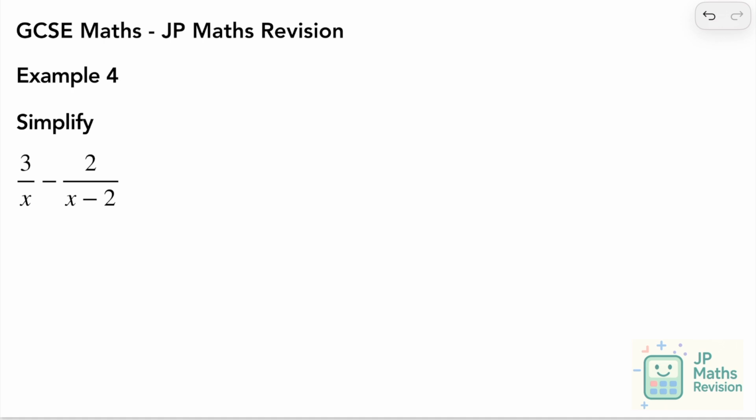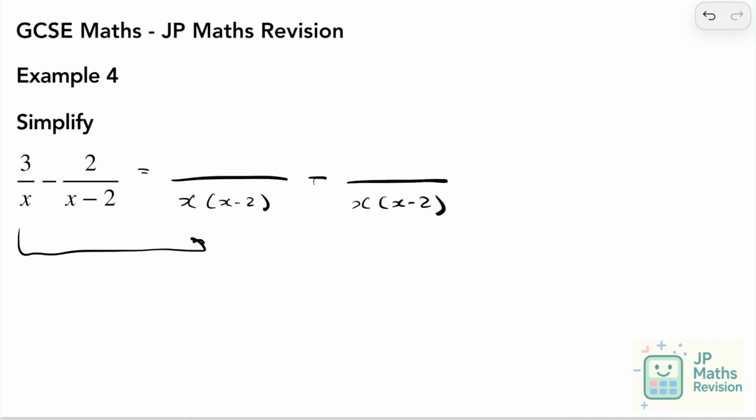Here's another example. So to get the common denominator, I'm going to multiply x with x minus 2. So in this case, it's going to be x bracket x minus 2 on the bottom. So this one I've multiplied by x minus 2. So I'm going to do the same to the top. So it's going to be 3 bracket x minus 2. And this one I've multiplied by x. So I'm going to times the numerator by x as well.